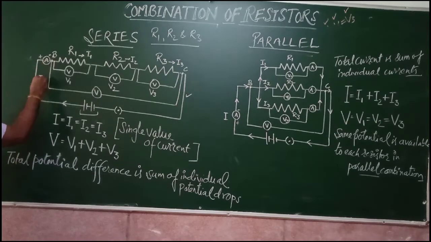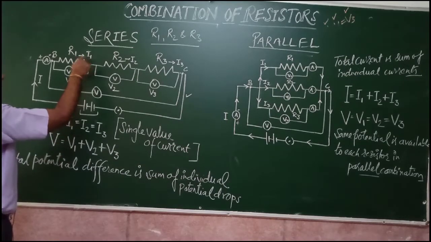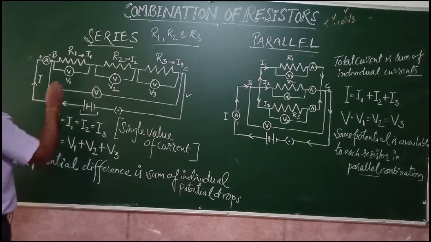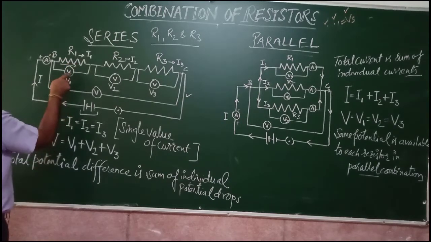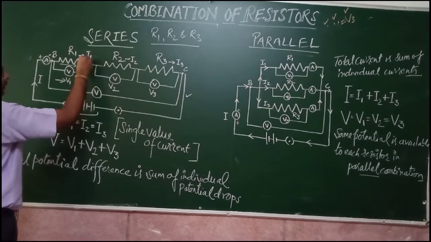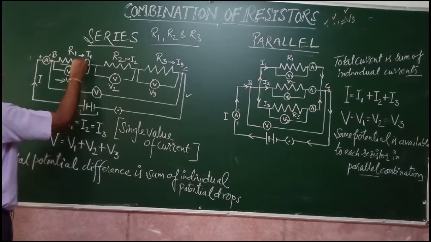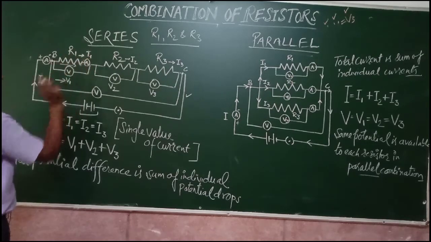Now when the current I enters into the first resistor R1, we say that the current flowing through the first resistor is I1. And the potential drop when the current flows through R1 is measured by the voltmeter which is connected across this resistor. Suppose the potential drop is V1, and similarly we connect one ammeter here and it measures the amount of current here, and this current is I1.